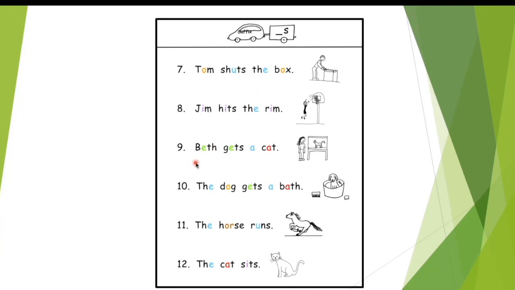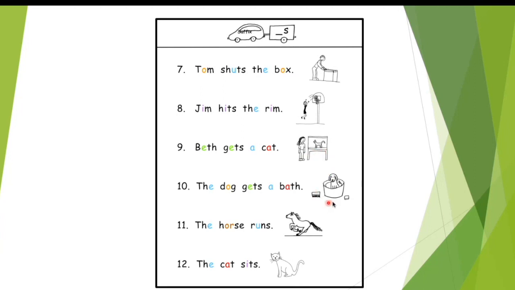Next, number 9. Beth gets a cat. What is Beth getting? Beth gets a cat. So this is a cat and Beth wants to have it.